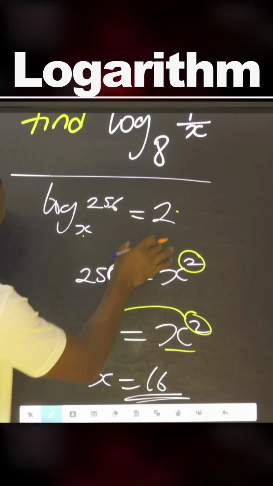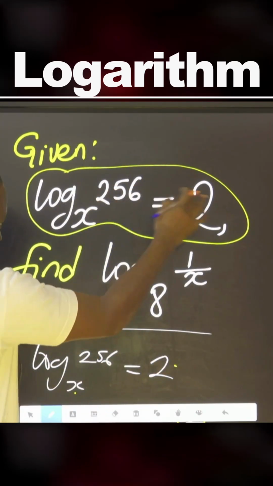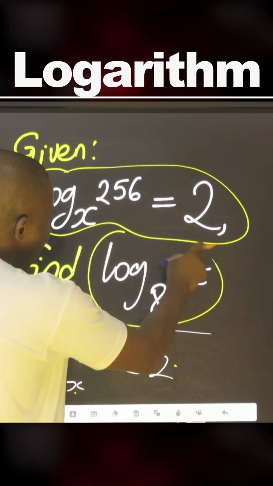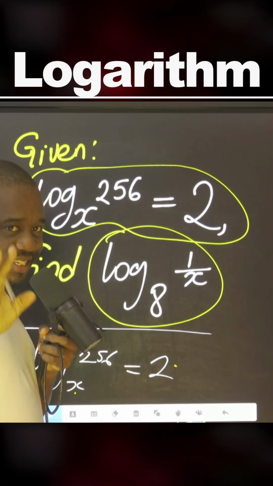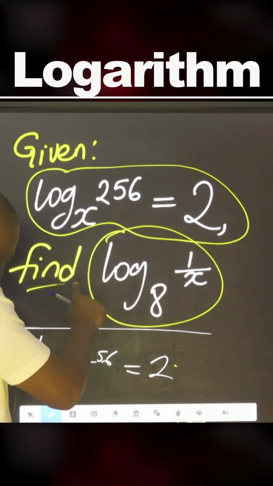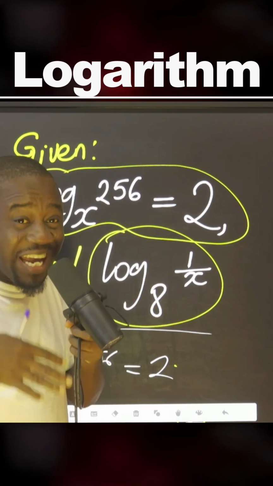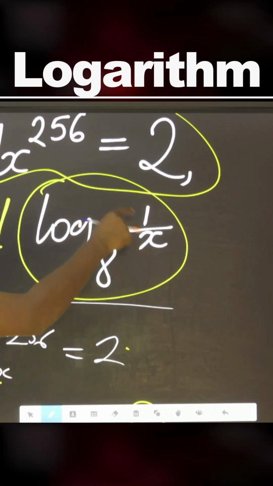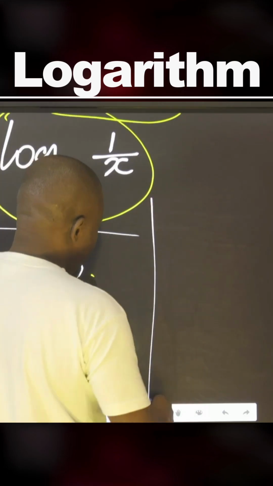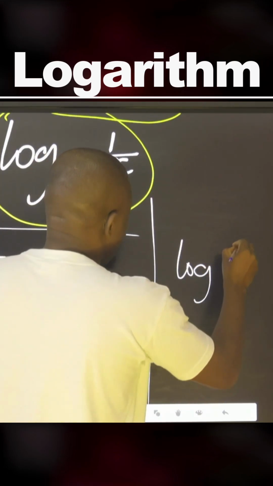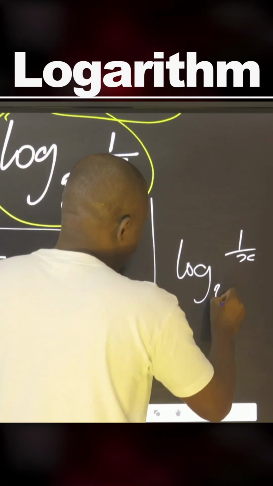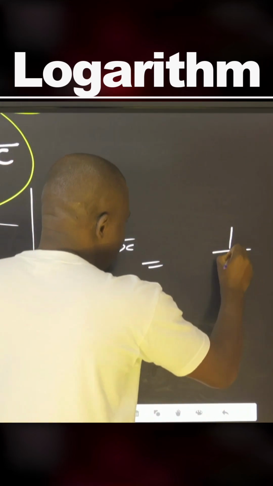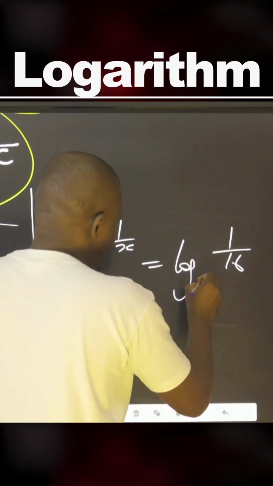Now that we have this, from this first leg of the question, this is what we are actually asked to find, not X. We need to find this. The question says find this. It did not ask me to find X. Now, let's go for this. This is what we are asked to find. That is log of 1 over X to the base of 8. So what is our X now? S is what? 16. Okay?